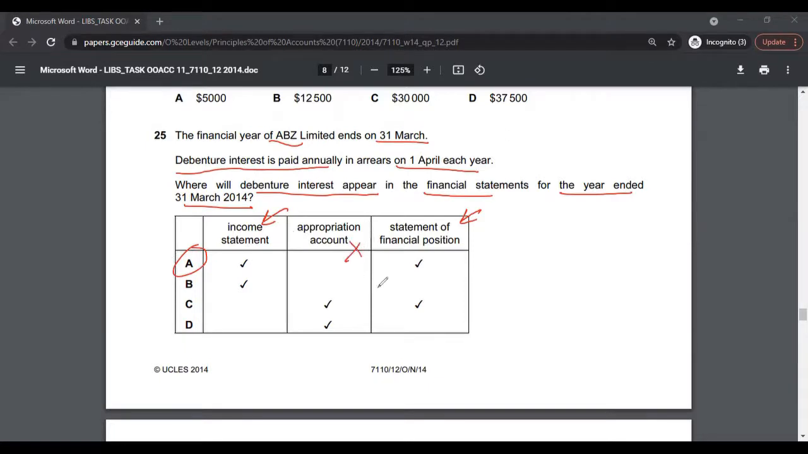The debenture interest has nothing to do with the appropriation account for now in this particular question. It's income statement and statement of financial position. Income statement because it is an expense, and because it is an accrued expense, it will also appear on the statement of financial position. Therefore, the answer to multiple choice 25 is option A.